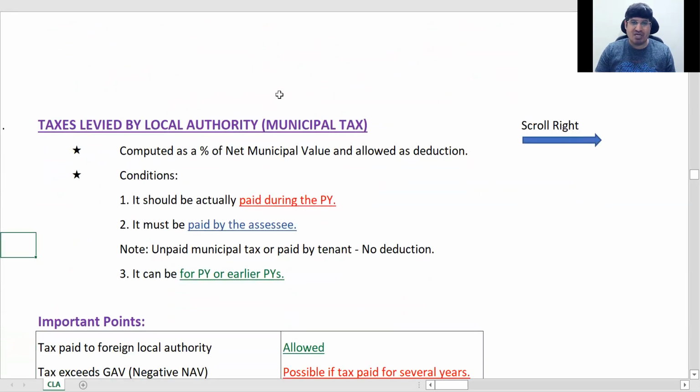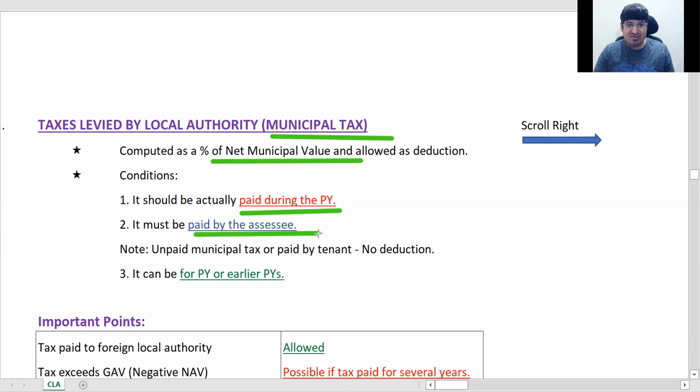देखिए यहाँ पे if you see about municipal tax here, okay, it is a percentage of net municipal value. So for all other cities, gross and net municipal value will be the same. ठीक है, लेकिन इसकी conditions, it should be paid during the previous year. Municipal tax जो है payment basis में, paid by the owner. Okay, and unpaid municipal tax or paid by tenant, no deduction.